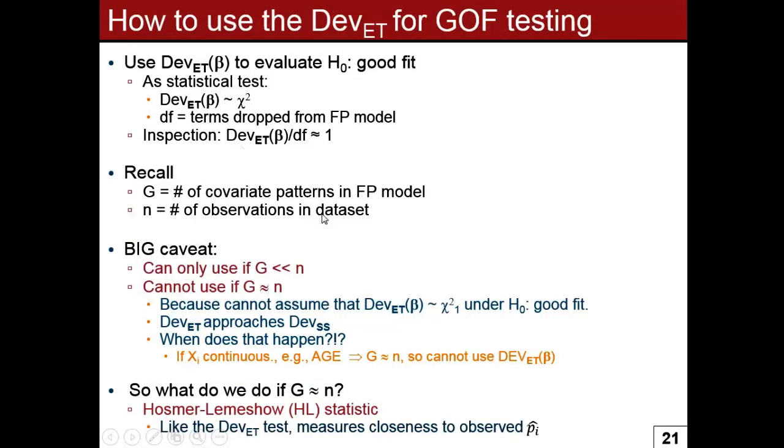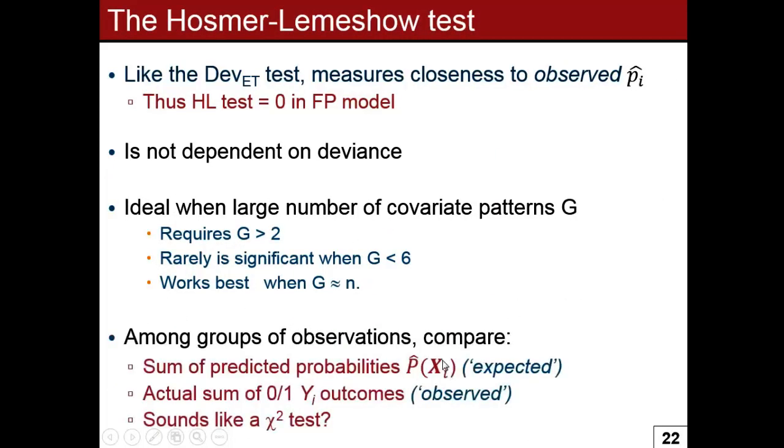And then we also said that, well, actually, you can't use that model if you have a lot of covariate patterns, which happens when you have a continuous variable. So we talked about this other thing called the Hosmer-Lemeshow test, and it takes a very different approach. It doesn't use this idea of the deviance.